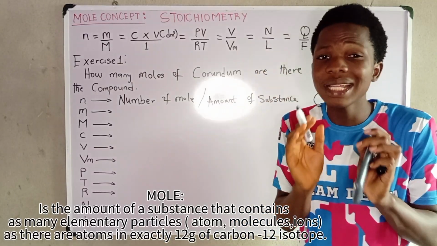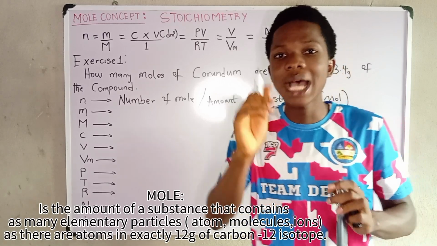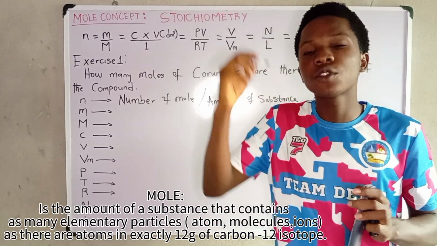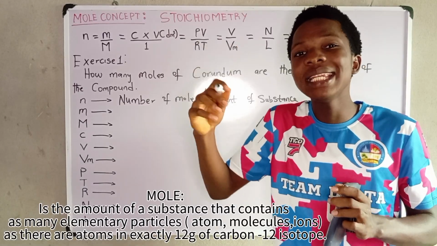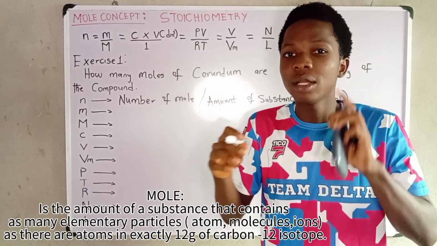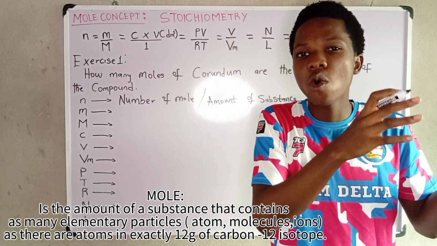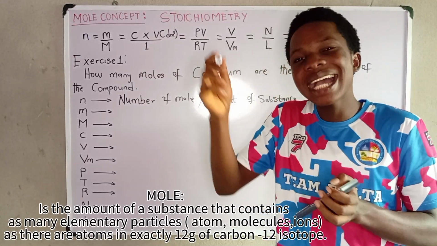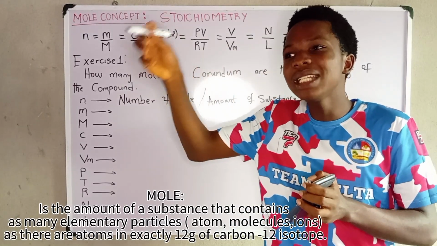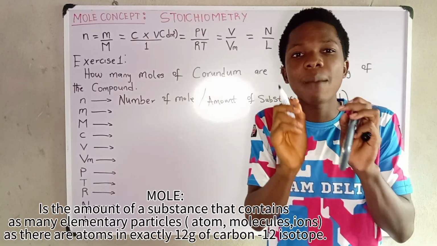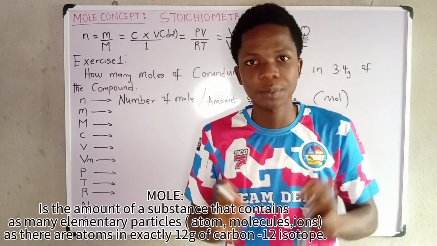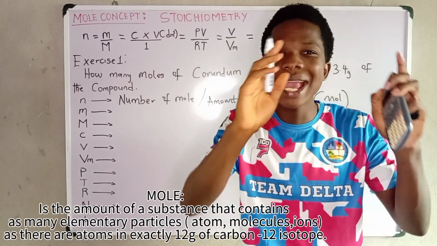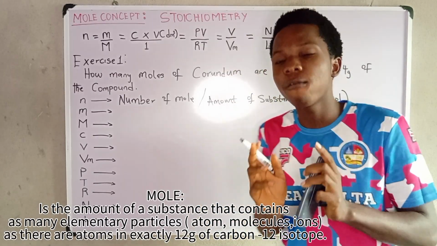Now, let me give you a very standard definition of what we call mole. A mole is an amount of substance containing as many elementary particles, be it an atom, molecule, or ion, as there are in exactly 12 grams of carbon 12. Now don't be confused. Let's see exactly what 12 grams of carbon 12 means.